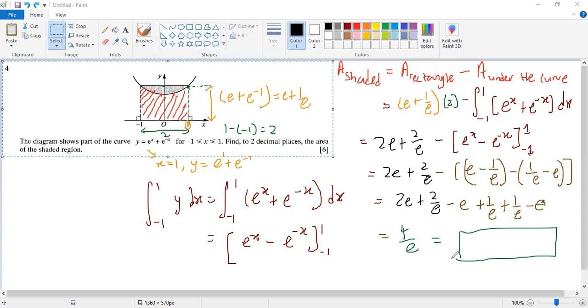So 4 divided by e. I'm going to use the e, let's put e1. So it's 1.47 to 2 decimal places. So thank you.